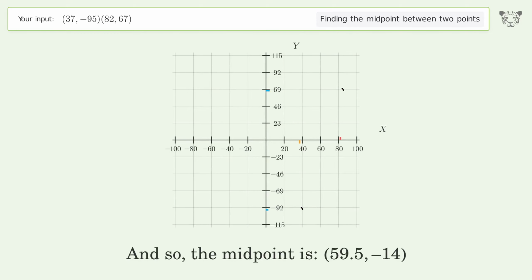And so, the midpoint is 59.5, negative 14.